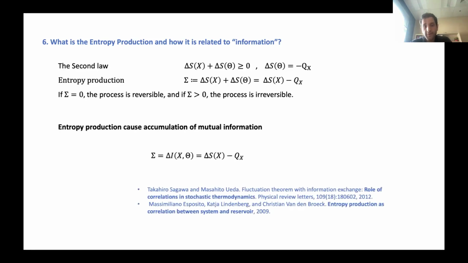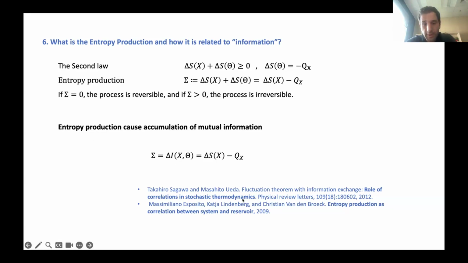Now, the big finding of the last few decades is this: entropy production causes accumulation of mutual information among the two subsystems. And there are many ways to show this. These two papers are here for your reference. In the second one, they use the fluctuation theorem to show that entropy actually measures the mutual information between two subsystems.